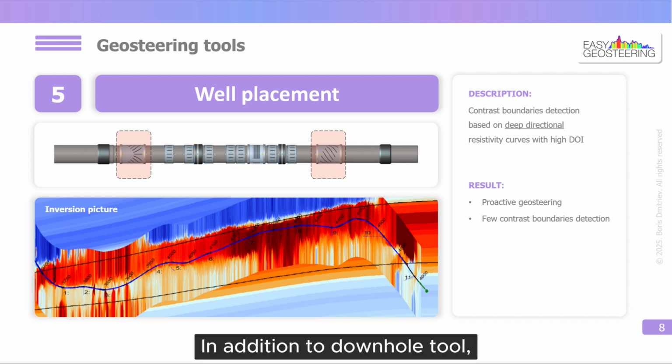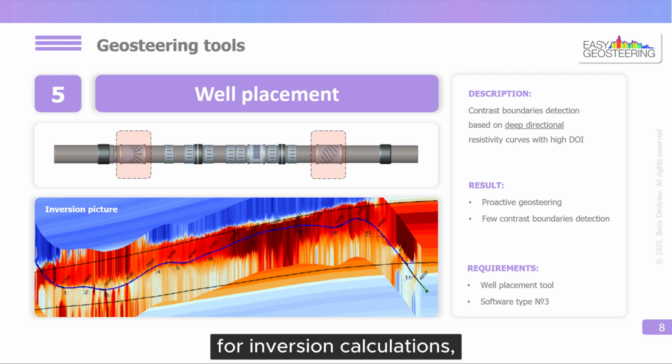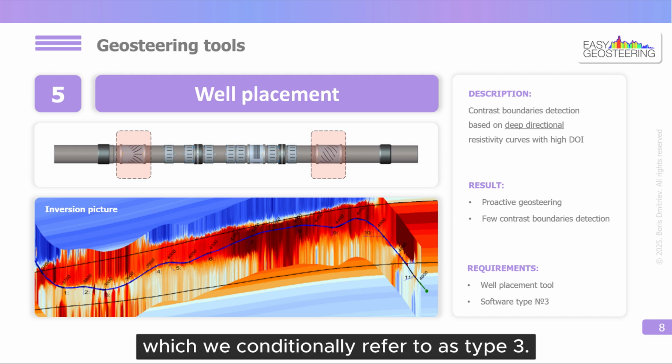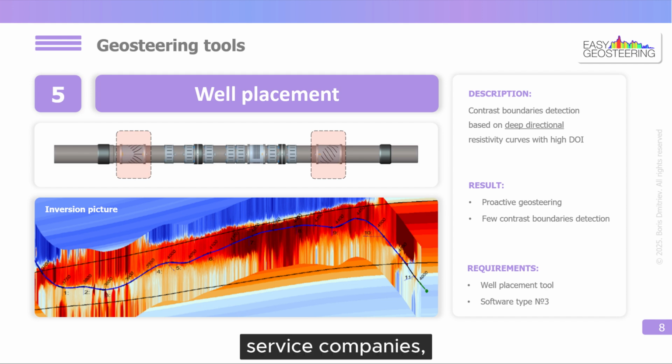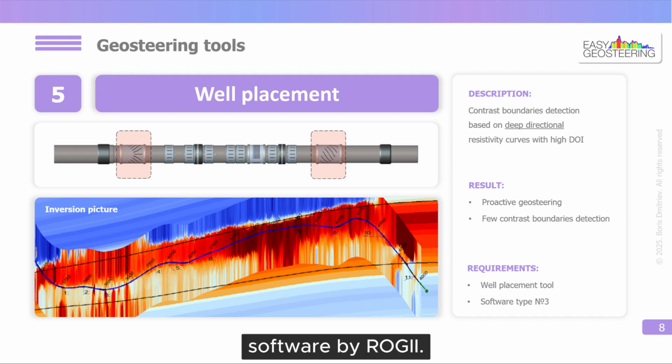In addition to the downhole tool, this method also requires special software for inversion calculations, which we conditionally refer to as Type 3. Nowadays, apart from tool manufacturer service companies, such calculations can be performed only in StarSteer software by Geology.